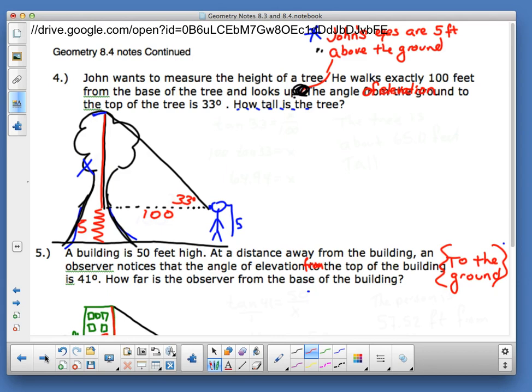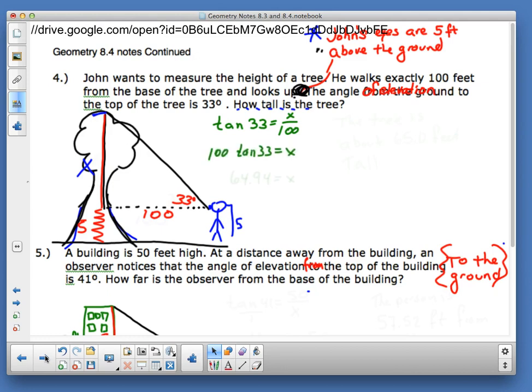So in this problem, I'm looking at this, and we've got the opposite over adjacent. So we got a tangent of 33 equals x over 100. Okay. So we get this written down. We're all real happy about it. We multiply by 100, and we find out that that's 64.94.